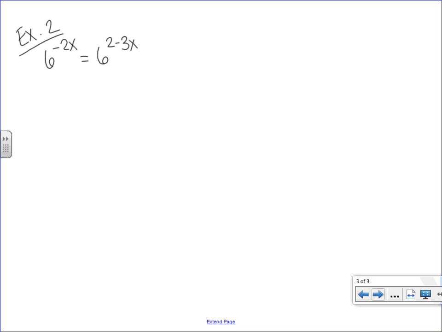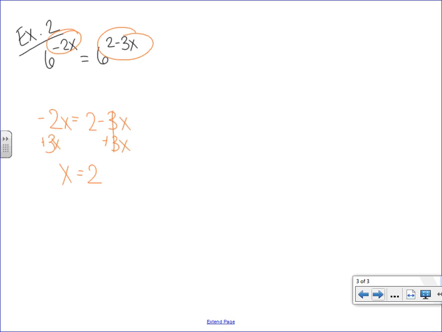Here, these two numbers have the same base. They both have a base of 6, and they're equal. So that means that negative 2x has to be equal to 2 minus 3x. So I'm going to go ahead and set those equal to each other and solve for x. When I do that, I'll add 3x to both sides. And you end up getting that x is equal to 2.